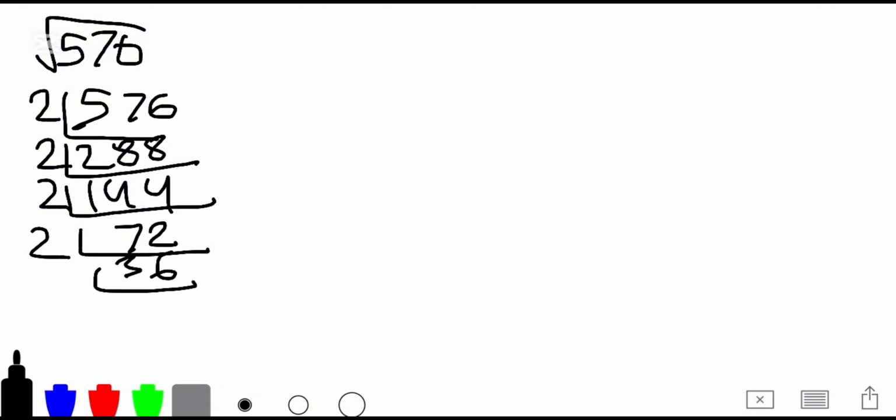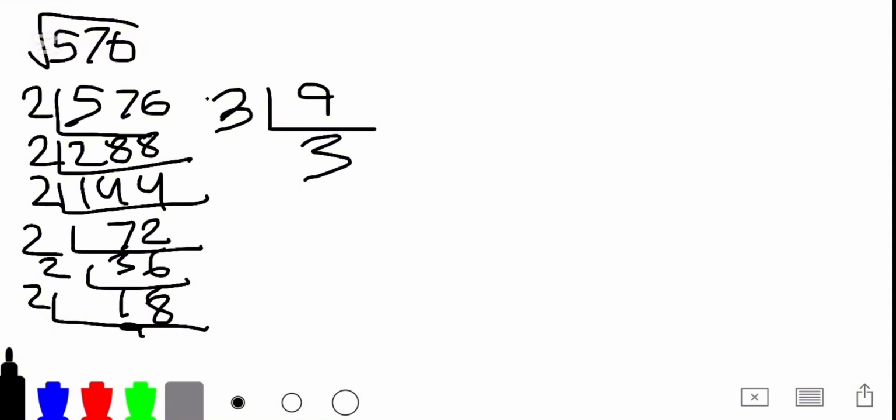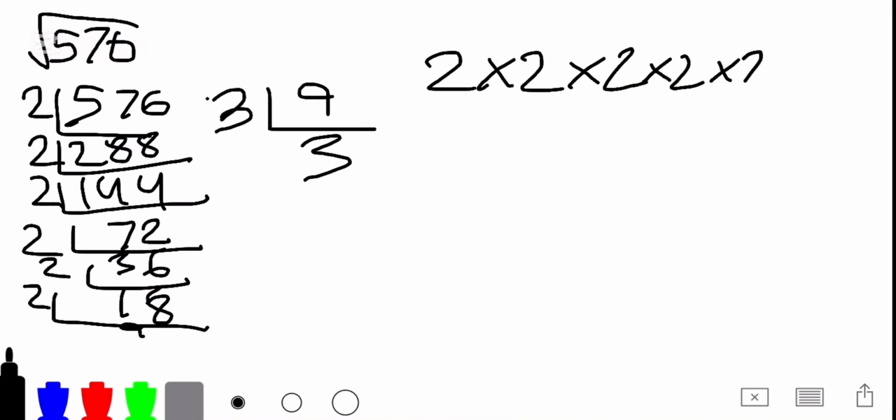36. This divided by 2, 18. 2. We have to go here, which is 9. We can factor out a 3 this time because it's an odd number, and we're left with 6 2s and 2 3s. So what we got from this is the prime factors of 576 are 2 times 2 times 2 times 2 times 2 times 2 times 3 times 3.